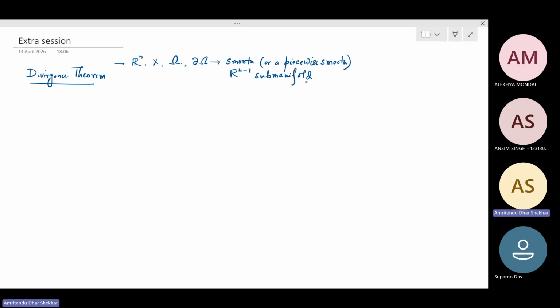So what the divergence theorem basically tells you is that if you have this vector field X, then the integral of the divergence of X over omega is equal to the integral over the boundary of omega of X dot n cap. And what is n cap? n cap is basically the outward facing normal. Okay, so I'll give you an example.